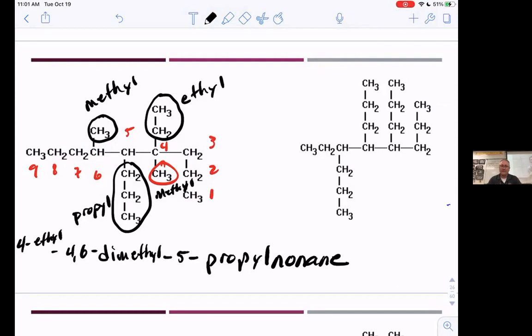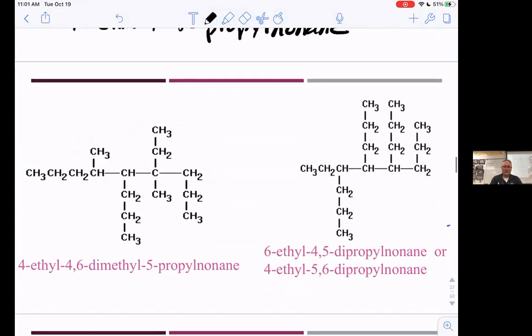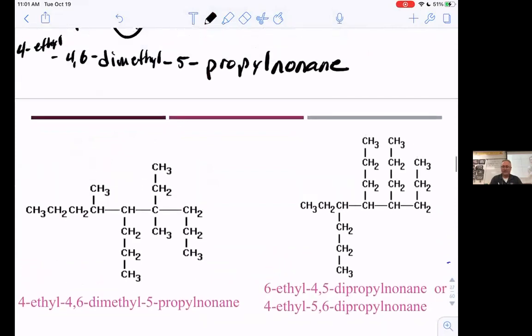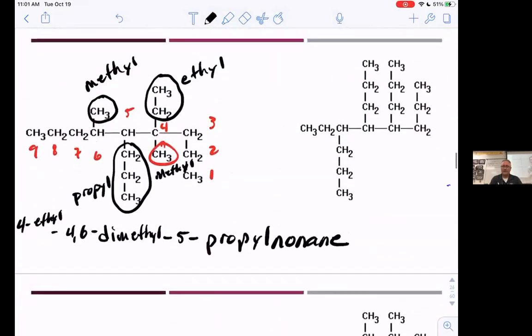That is insane, but it's possible. If I go down here and look, we've got 4-ethyl, 4,6-dimethyl, 5-propylnonane. Yeah, we did that correctly.